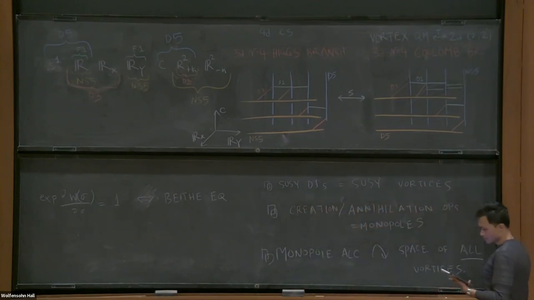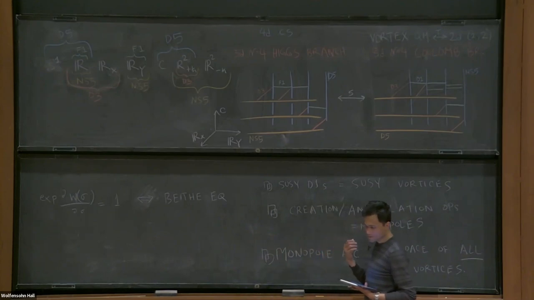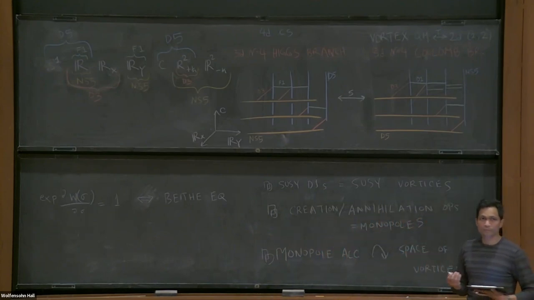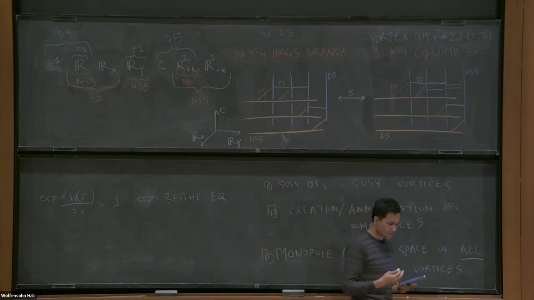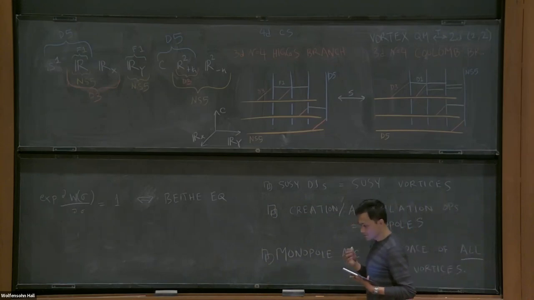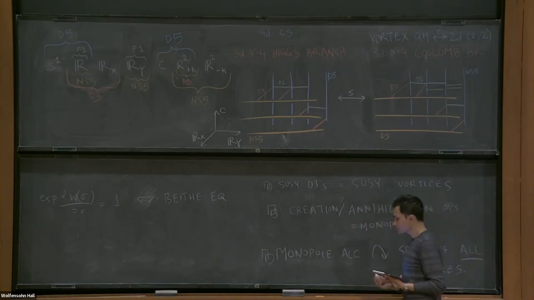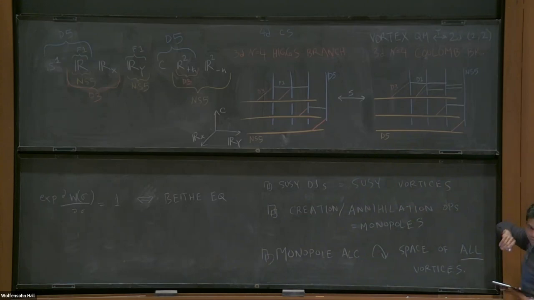So let me summarize what I have said so far. On one hand, we have a brane construction for four-dimensional Chern-Simons theory with line operators. And the algebra of operators restricted to these lines, that act on the vector spaces assigned to these lines, is a representation of the Yangian. This follows from very elementary considerations in four-dimensional Chern-Simons. And by S-duality, we can relate the spectrum to the spectrum of vortices in a 3D N=4 theory.